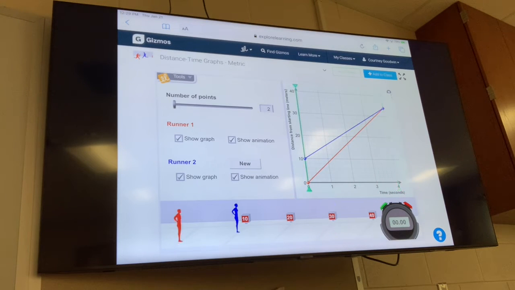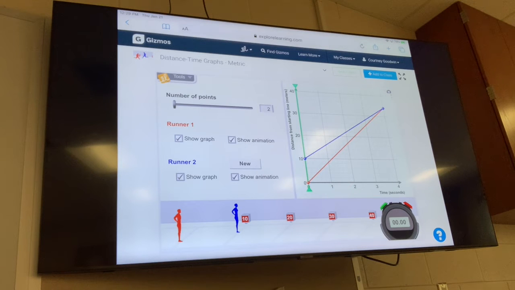All right, so what's happening at the beginning of the run with the blue runner? Where does the blue runner start? 10 meters, and then the red runner is starting at the 0. So who has a head start here? Blue. Blue has a head start.